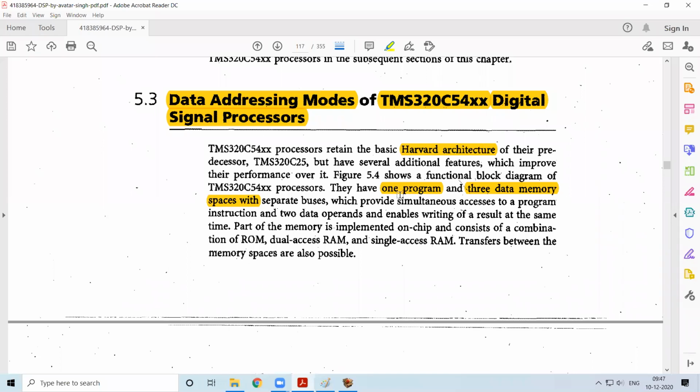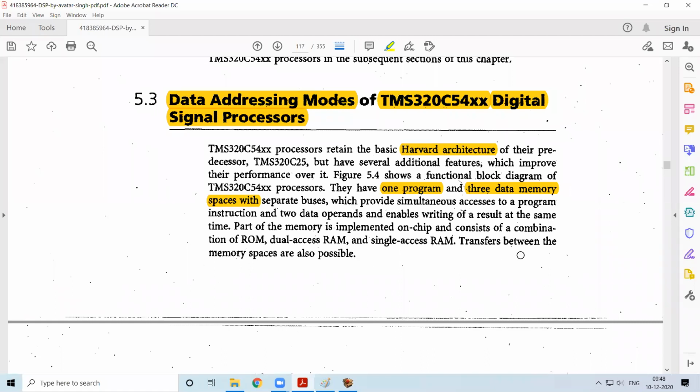Another thing to identify is you'll be reading from the program memory, and from two data memory locations you'll be reading the data. And from the third one, you'll be writing the information. So of the three data memory spaces, two are intended for reading from the memory, and one is intended for writing. That is what you will be performing in this kind of architecture.